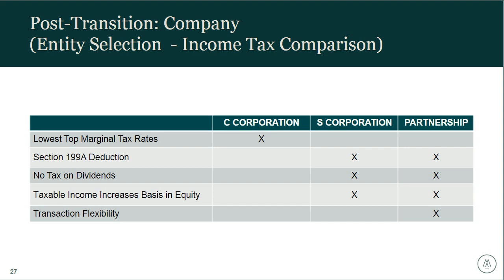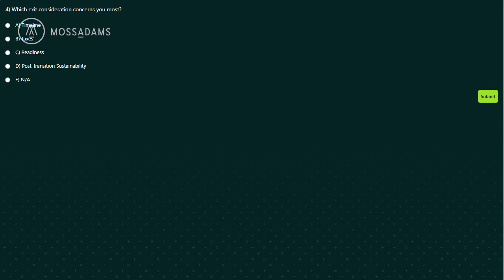So we'll go on to the polling question. So we have enough time for that, and then Amy can wrap it up. So here we go, polling question, Amy. All right. So our last question is: what exit consideration concerns you most? Timeline, taxes, readiness, post-transition sustainability, or not applicable?